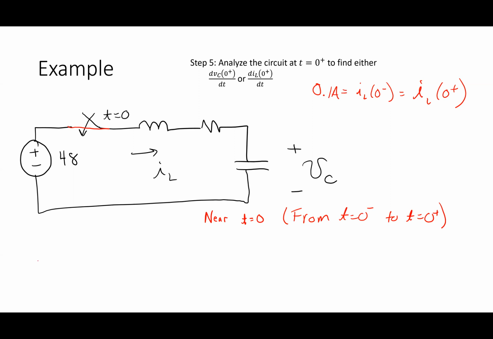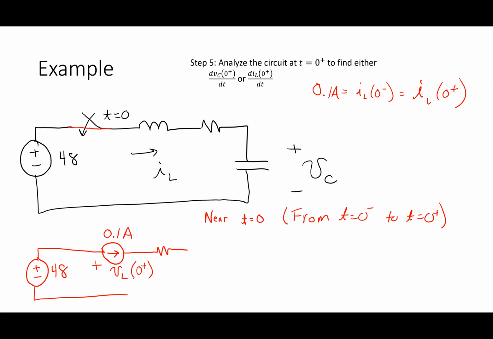So our circuit is 48 volts, 0.1 amps of current. I have my R, and the voltage across there is VL. In particular, I'm going to call this VL of 0 plus, because it's specifically the voltage across this thing right after the switch closes.